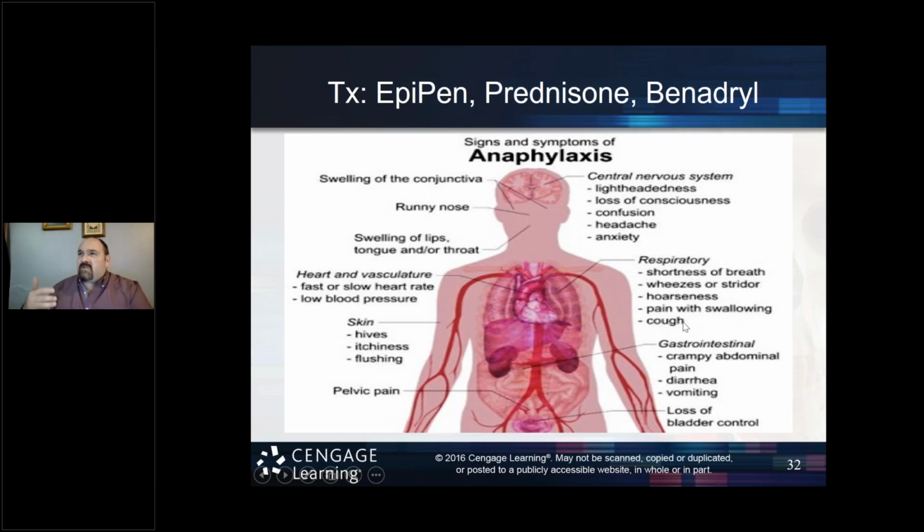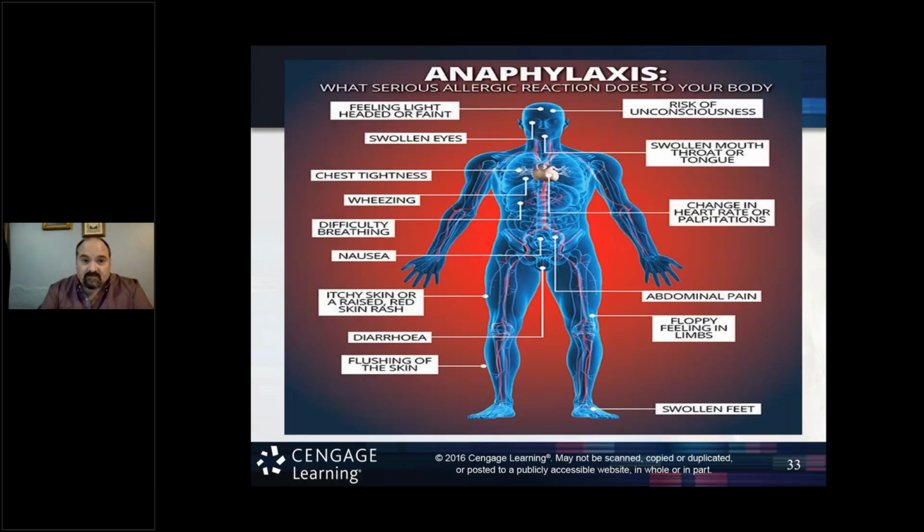Note also, if someone is coughing quite frequently, this could be as a result of some type of respiratory distress. It's not just a matter of, oh, they have a cough or a cold or something. No, it can be as a result of they're having difficulty breathing. You'll see here, even with anaphylaxis, crampy abdominal pain, diarrhea, vomiting, loss of bladder control. Again, folks, this is a dire emergency. Changes in heart rate or palpitations, never any good.